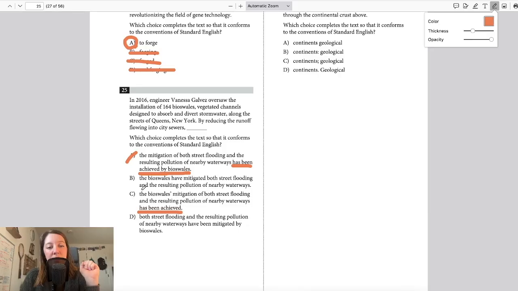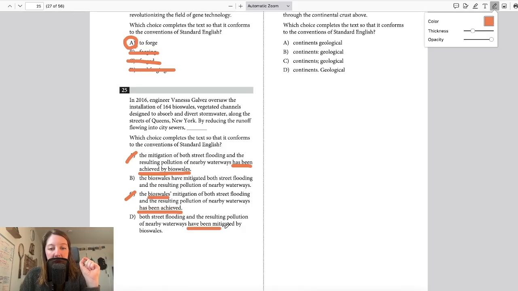So they're treating this whole frontal part like a phrase. The mitigation of this has been achieved, right? So just noticing that bioswales is at the front doesn't mean that it's acting like the subject or the actor, right? The active subject, I guess you could say. This is still passive voice. So that's clearly what they're testing you on in this section, or for this question specifically.